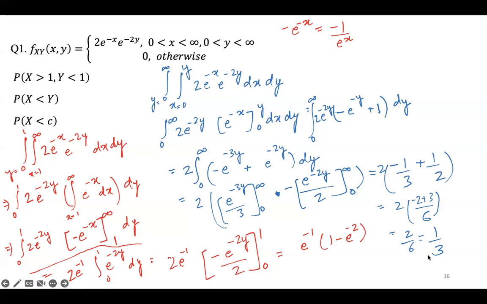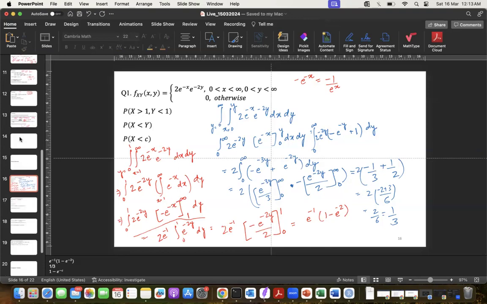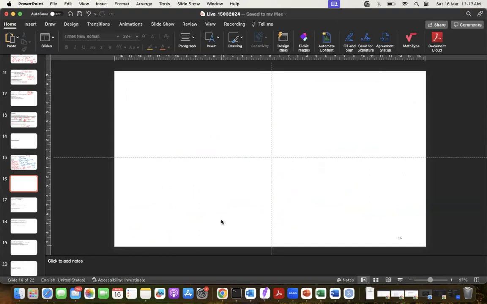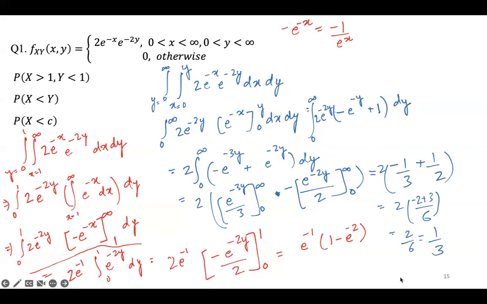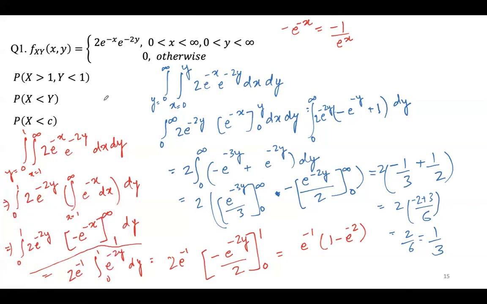Now for the third expression, let me add a new slide here. Okay, all right. So let's take the third color, green. So x less than c. What we are going to do here, again, is a double integration. Y is going to be for the whole range, but x is only going to be in the range until c. So 2 e to the power minus x, e to the power minus 2y, dx dy.